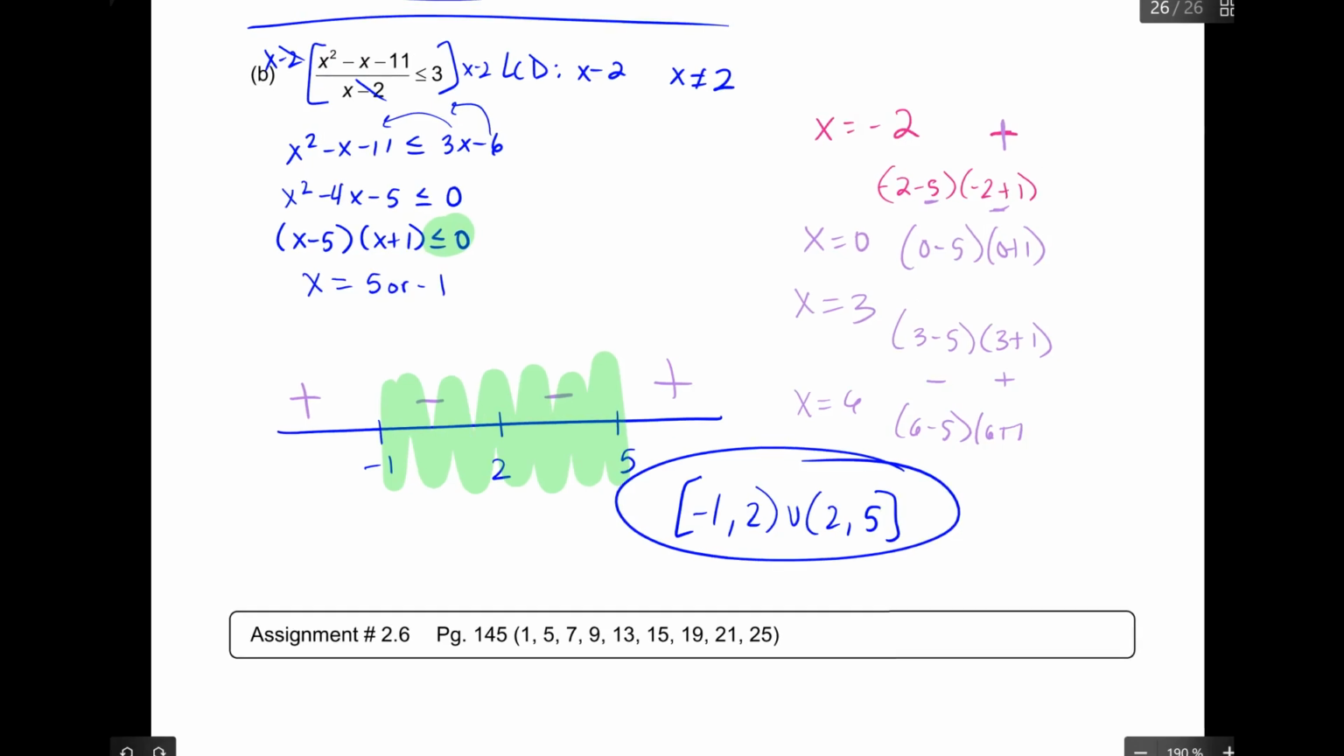Cool. So remember, it's going to be square brackets when you have a less than or equal to or greater than or equal to, and parentheses when you have just less than or greater than. You have the or equal to, square, otherwise that's it.